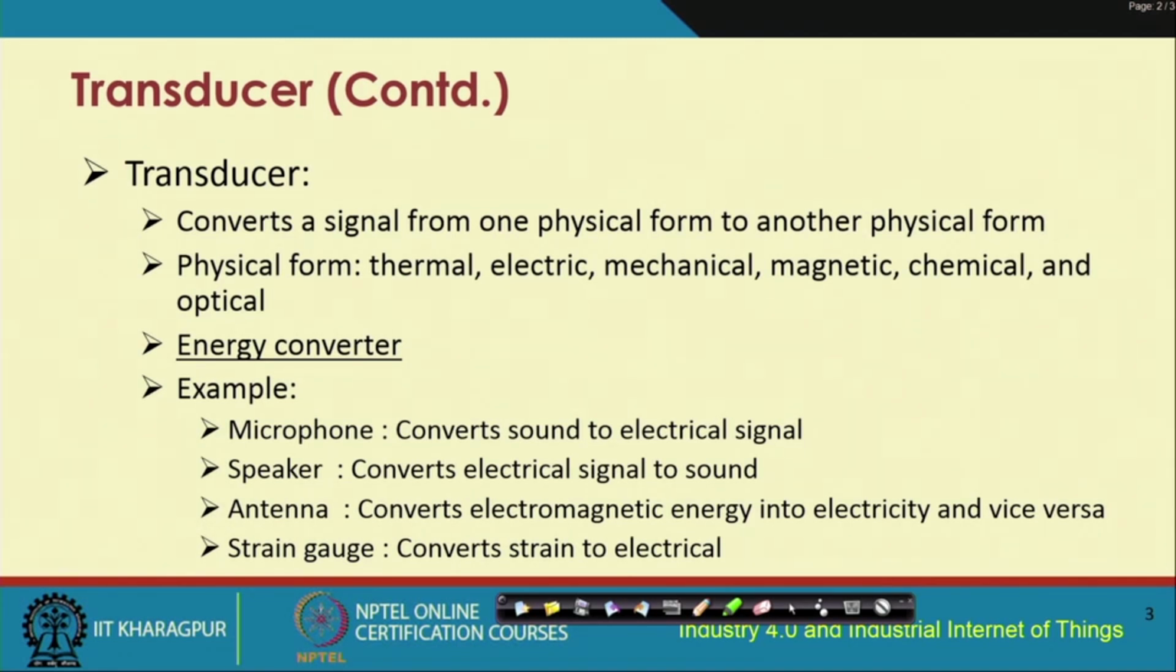So a microphone is a traditional example of a transducer. A speaker is likewise a converter of energy from electrical form to sound, so a speaker is another example of a transducer. Similarly, we have antennas, which convert electromagnetic energy into electrical energy and vice versa. So an antenna is also a transducer, and there are many other examples, such as a strain gauge, which is also an example of a transducer.